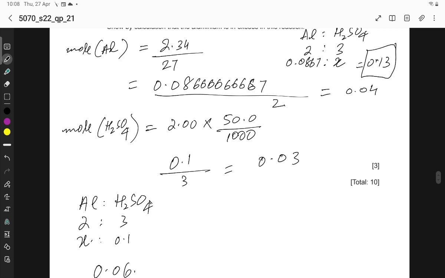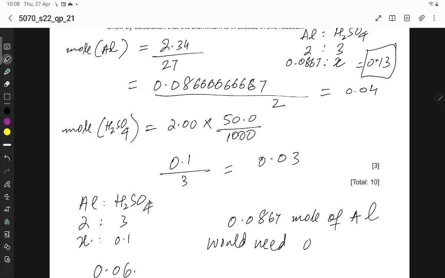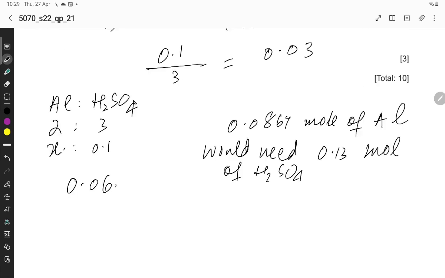0.1 mole of acid reacts with 0.067 moles of aluminium. 0.0867 mole of aluminium would need 0.13 moles of sulfuric acid. H2SO4 is in excess.